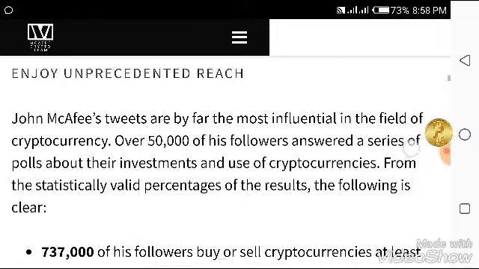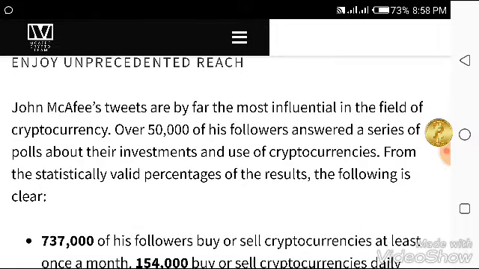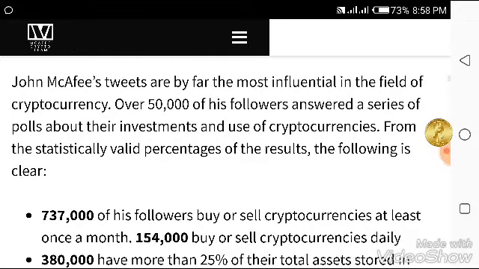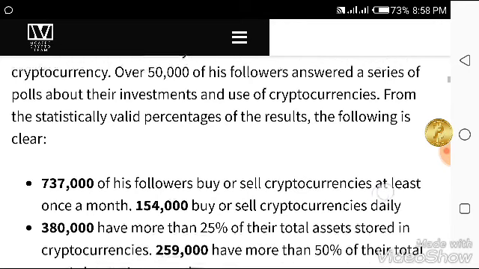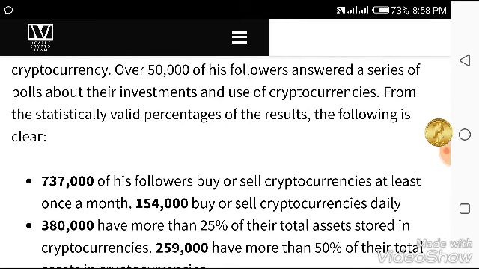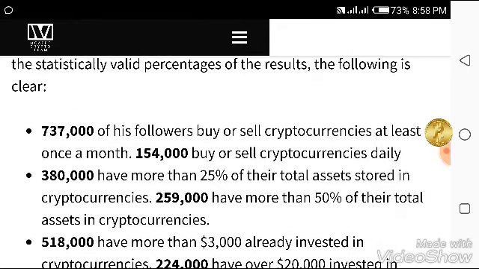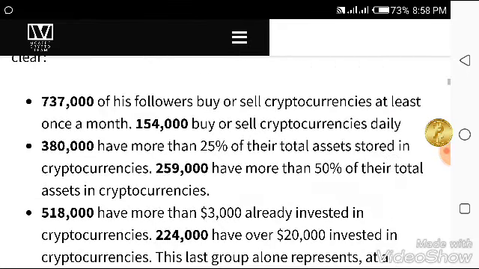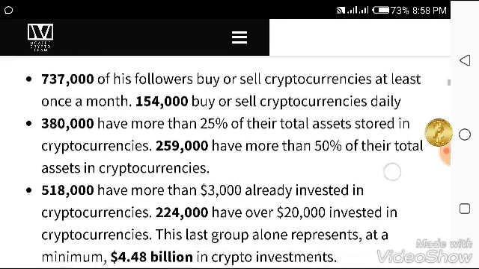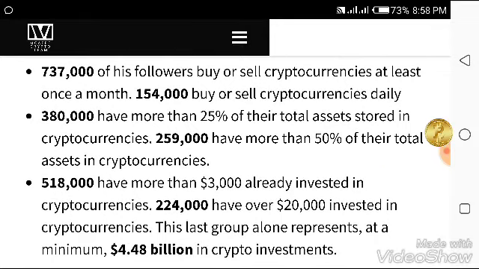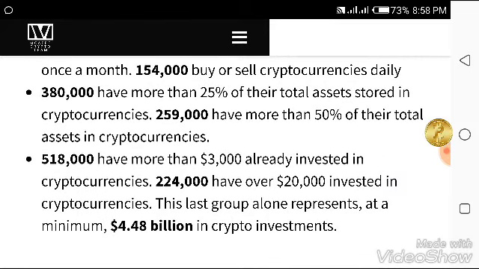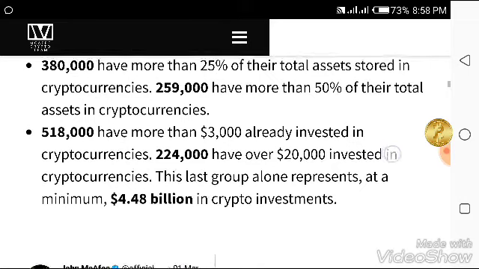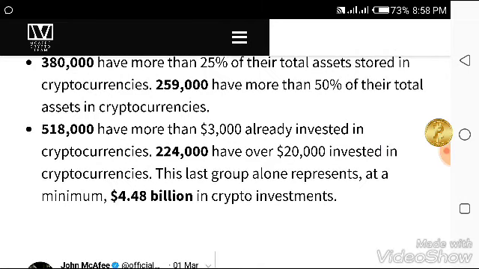So, John McAfee's tweets are by far the most influential in the field of cryptocurrency. Over 50,000 of his followers answered a series of posts about their investment and use of cryptocurrencies. From the statistically valid percentages of the results, the following is clear. 737,000 of his followers buy or sell cryptocurrencies at least once a month. 154,000 buy or sell cryptocurrencies daily. 280,000 have more than 25% of their total assets stored in cryptocurrencies. 259,000 have more than 50% of their total assets stored in cryptocurrencies.